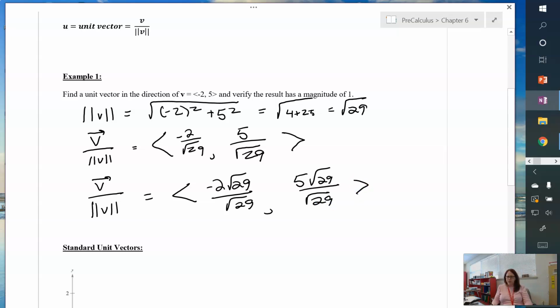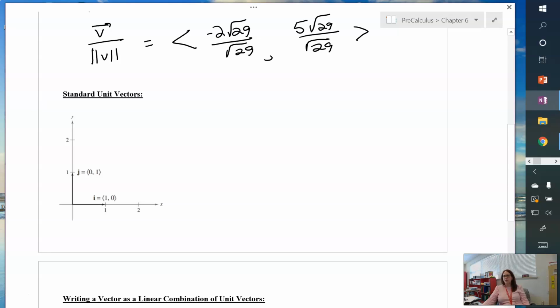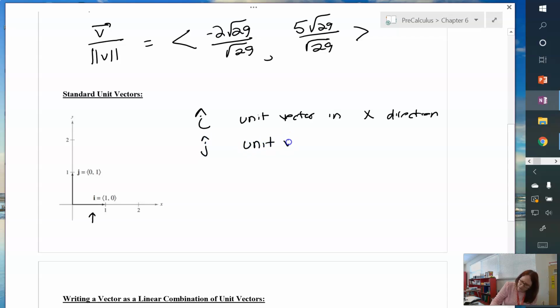The next idea is what's called standard unit vectors. We have a standard unit vector that is exactly 1 unit long, and it goes in the positive x direction. And that one is i. I write an i with a little caret on top, and that is the unit vector in the x direction. We have another one called j, and I write a j with a little caret on top, and that's the unit vector in the y direction.